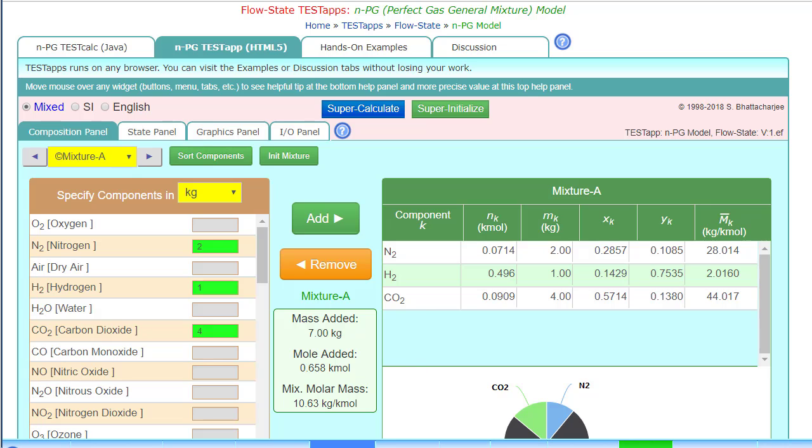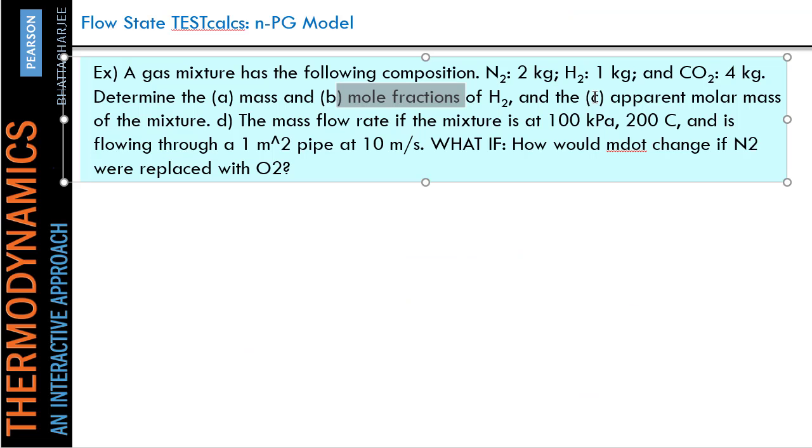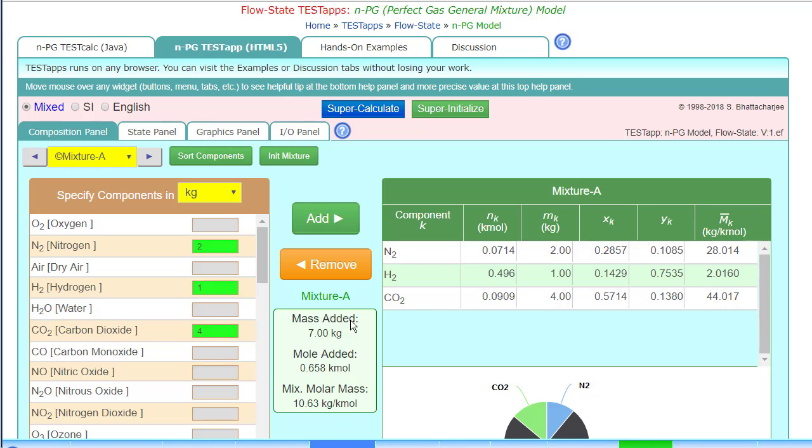The next question asks the apparent molar mass, which means the molar mass of the whole mixture. And that is going to be right here in the middle under mixture A. And so the total molar mass is going to be 10.63 kilograms per kilomole. So that's it for the state problems of that.